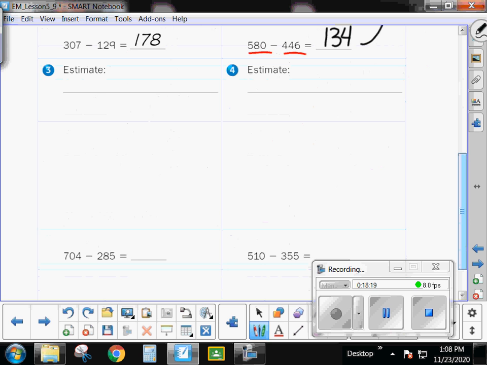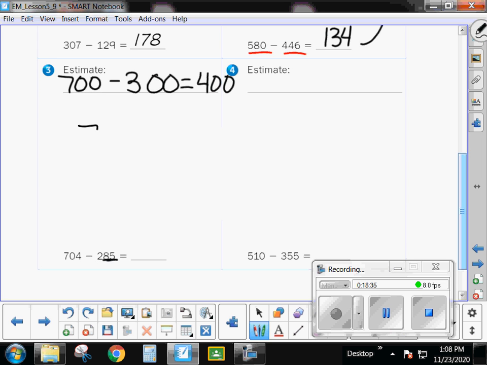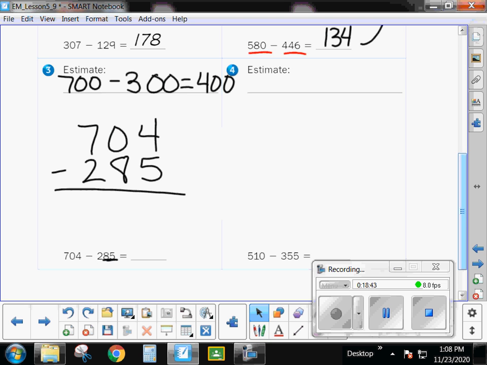All right, looking at number 3, 704 is really close to 700. 285, I'm going to round this to the nearest hundreds too, because that's pretty close to 300. 700 minus 300 would give me 400. Let me go ahead and stack my problem up. Always make sure your ones and your tens and your hundreds are all lined up.